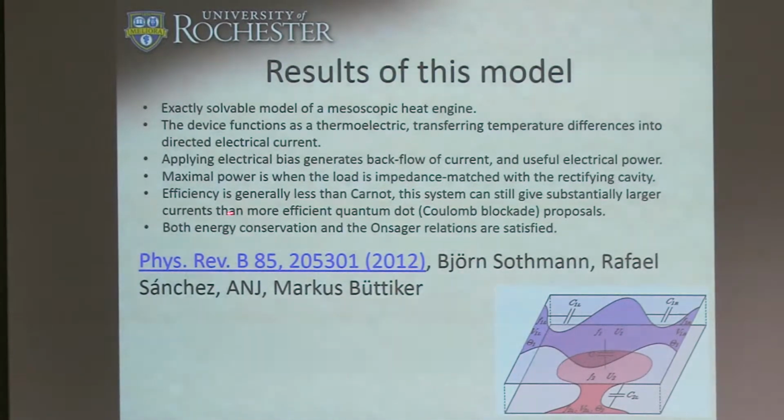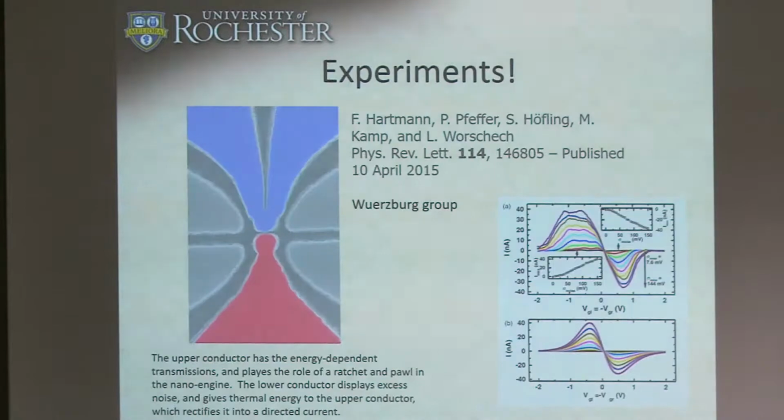We find that efficiency is generally less than the Carnot engine. This is not a particularly efficient engine, but it can still give much larger currents than the more efficient engines, like the quantum dot engines I'll talk about in a moment. You get a lot more current because you have many open channels in this kind of geometry than if you had, for example, sequential tunneling processes. Okay. So let's talk a little bit about experiments.